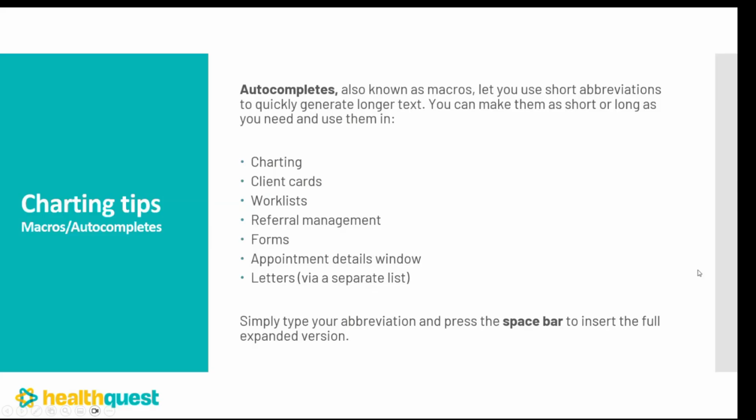The first topic will be autocompletes. They're also known as macros. You may see or hear these terms being used interchangeably. Macros let you use short abbreviations to quickly generate longer text. You can make them as short or as long as you need, and they can be used almost everywhere in the EMR, including charting, WCB Rapid Report, work lists, and referral management.